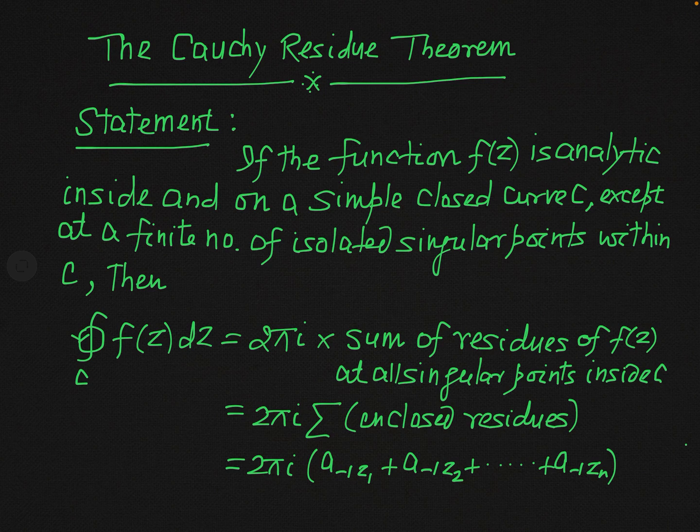The theorem states that if the function f of z is analytic inside and on a simple closed curve, let us say C, except at a finite number of isolated singular points within C, then the integral of f of z along C taken in anti-clockwise sense is equal to 2 pi i into the sum of the residues of f of z at all singular points inside C.